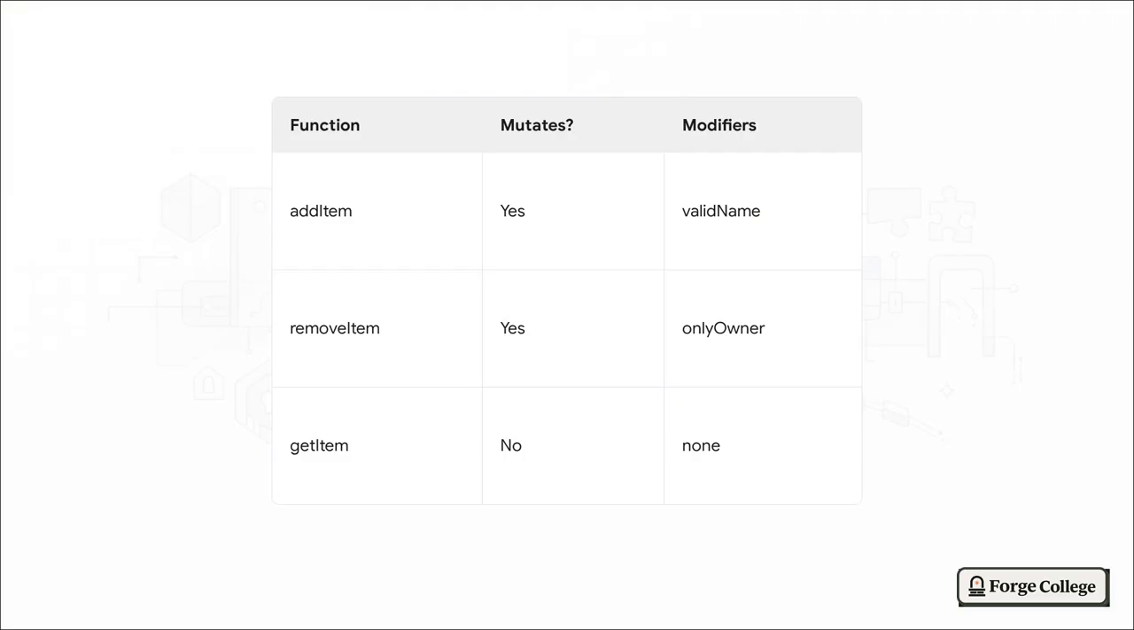Finally, phase 4, the public functions. We map out exactly which bouncer is assigned to which machine. Add item mutates state, so we apply the validName modifier to it directly in the function signature. Notice we also use calldata for the name string here to efficiently protect storage references. Remove item also mutates state, but it's guarded by onlyOwner. And get item? Well, it doesn't mutate state at all, so it's marked as view and it has no modifiers. Anyone can come take a look.